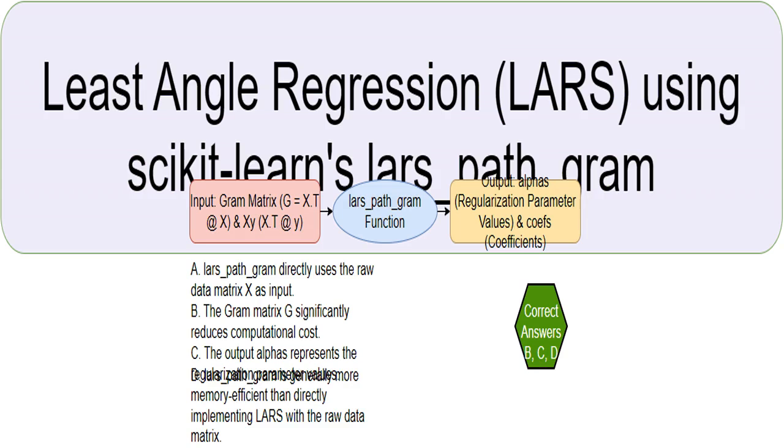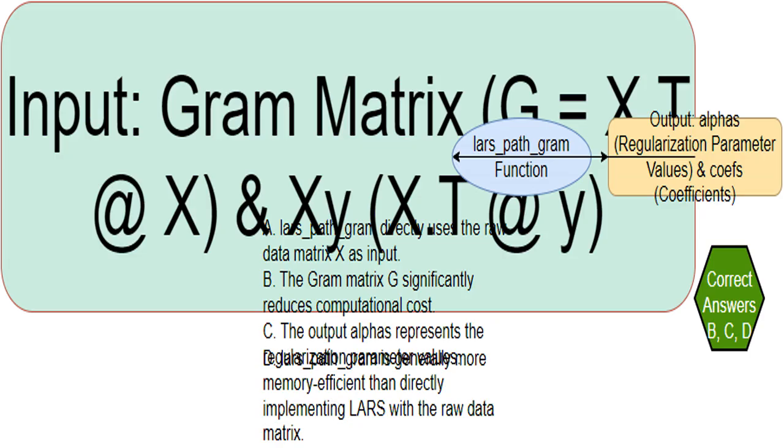I'm using the LARS algorithm, a statistical method from Sklearn, to perform regression. It's a fancy way to find the best fitting line, or hyperplane in multiple dimensions, for your data. Instead of using the raw data matrix X directly, I use a clever trick. The gram matrix, G equals X transpose X, which is the data matrix multiplied by its transpose. This gives me all the pairwise correlations in the data. I also use XY equals X transpose Y, which relates the data to the target variable. These pre-computed matrices make things much faster.